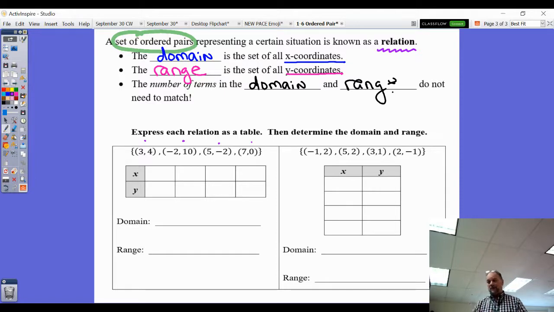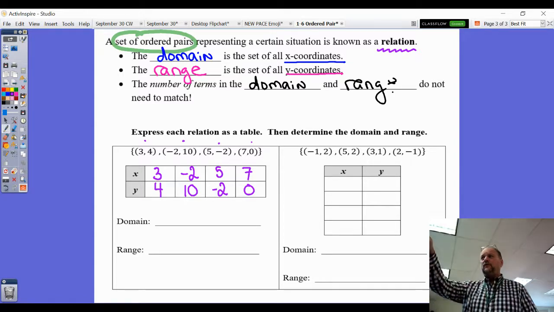The first way we can write the relation is by using a table, which I think you've done before. So the first point, (3, 4), has an x coordinate of 3 and a y coordinate of 4. The second point has an x coordinate of -2 and a y coordinate of 10. And I'm positive you've done this before, but if you haven't, this is kind of what it looks like. The other points are going to be (5, -2) and (7, 0). So all I did here was represent those 4 points in a table.